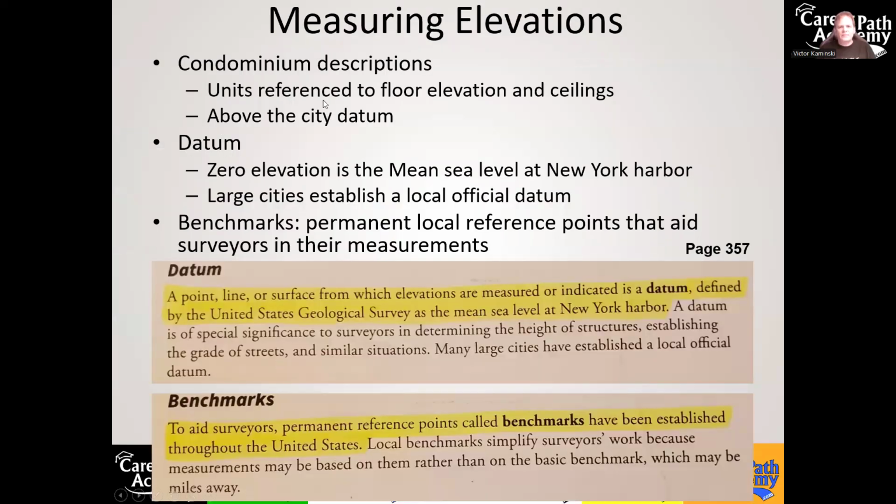All right, so condominium descriptions, these are units referenced to floor elevations and ceilings where they could do a datum measurement of elevation. So the mean sea level at New York Harbor is 0 elevation. That is the datum. Large cities establish local official datums. They may have their benchmarks locally. So let's highlight the definition now on page 357 for datum and benchmarks.